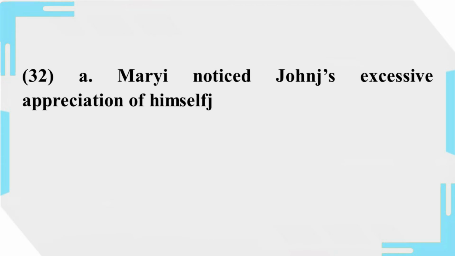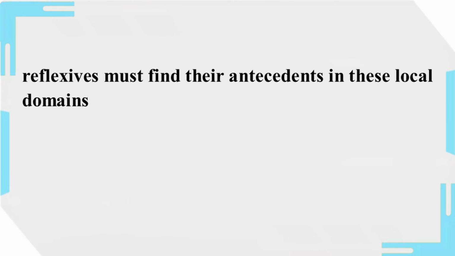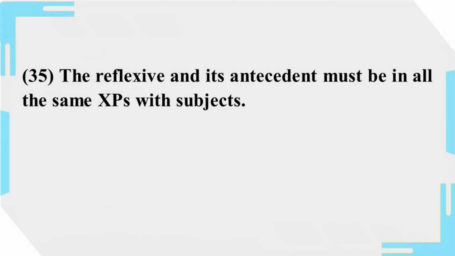The idea here is that a DP defines the same kind of local domain as a TP with a subject does. Reflexives must find their antecedents in these local domains. We may wonder why TPs and DPs are singled out in this fashion. One answer immediately suggests itself. Those are the two types of constituents which we have seen have subjects. It's plausible that it's the very fact they have a subject that makes them local domains. We could modify 34 to: the reflexive and its antecedent must be in all the same XPs with subjects.